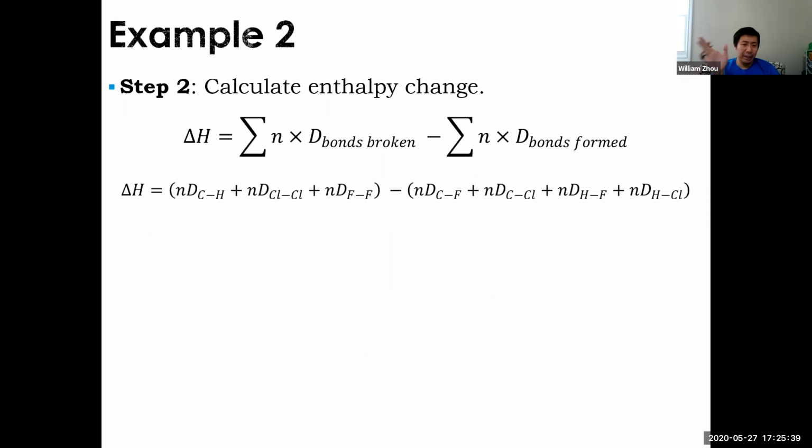So on the reactant side, you have n times the bond energy of the C-H bond plus n times the Cl-Cl plus n times the F-F in brackets. You have to add them all up. Subtract, again in big brackets, all of the products. So C-F is a product, C-Cl is also a product, H-F and H-Cl. You have to add all of them up first, and then subtract the products from the reactants. Make sure you have the bracket around both.